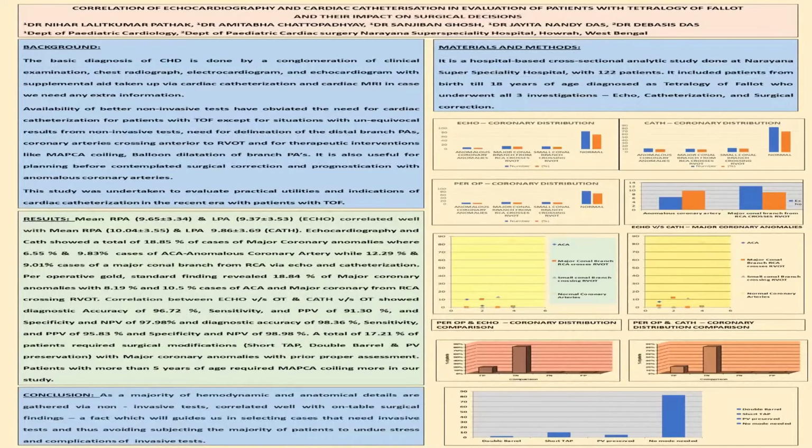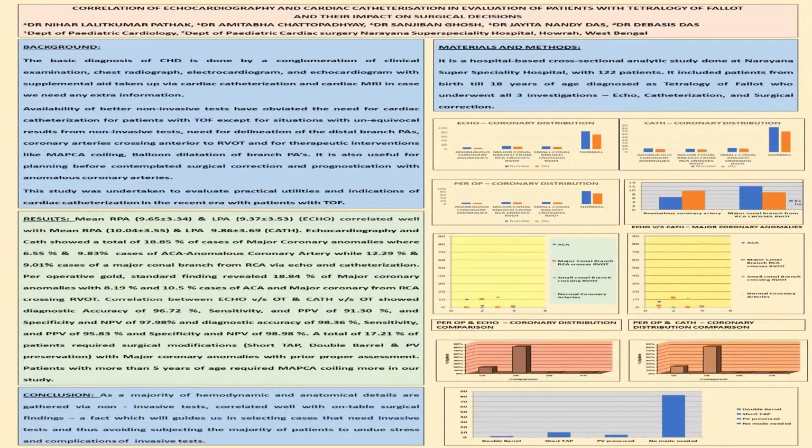While the peroperative gold standard could match 10 patients with anomalous coronary artery, while 13 patients with major conal branch from the RCA, which was crossing the RVOT.